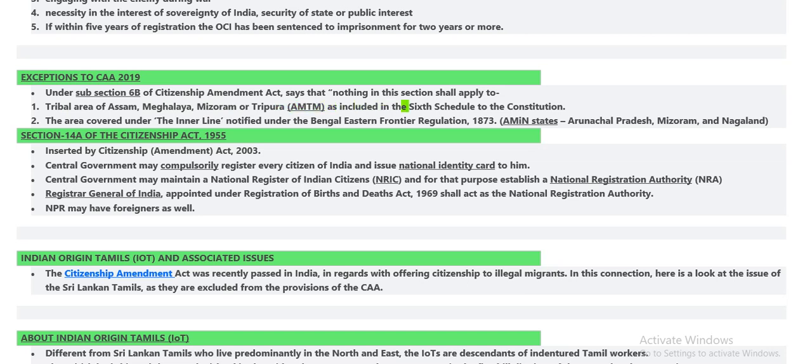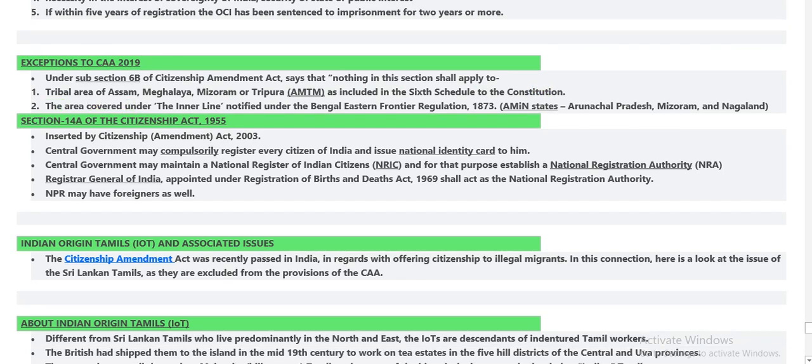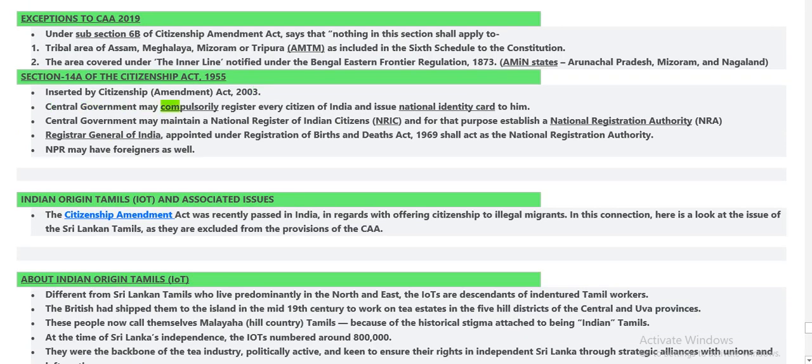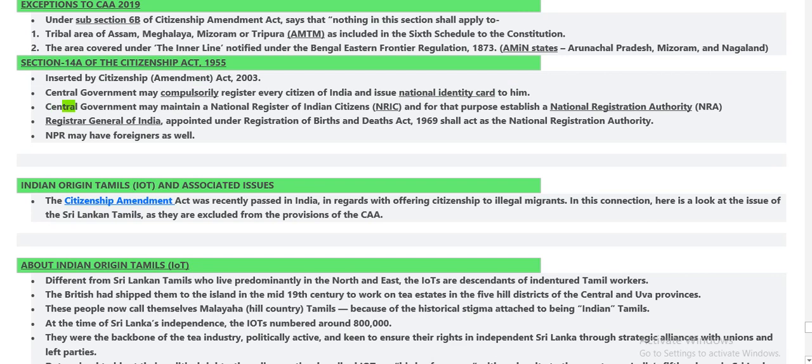Exceptions to CAA 2019. Under subsection 6B of the Citizenship Amendment Act, nothing in this section shall apply to tribal areas of Assam, Meghalaya, Mizoram or Tripura, as included in the 6th Schedule to the Constitution. The area covered under the inner line notified under the Bengal Eastern Frontier Regulation, 1873, are the states Arunachal Pradesh, Mizoram, and Nagaland.